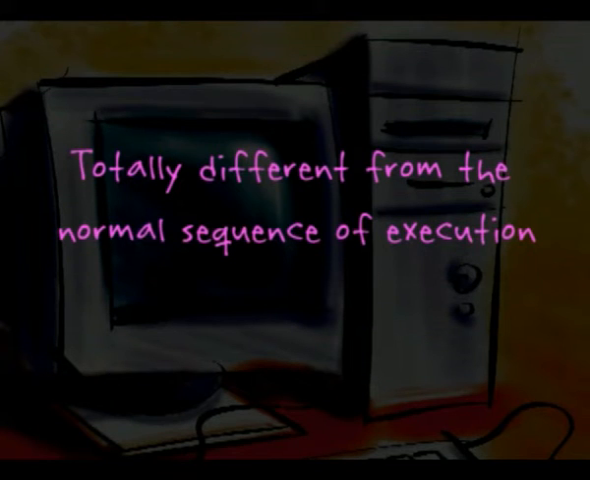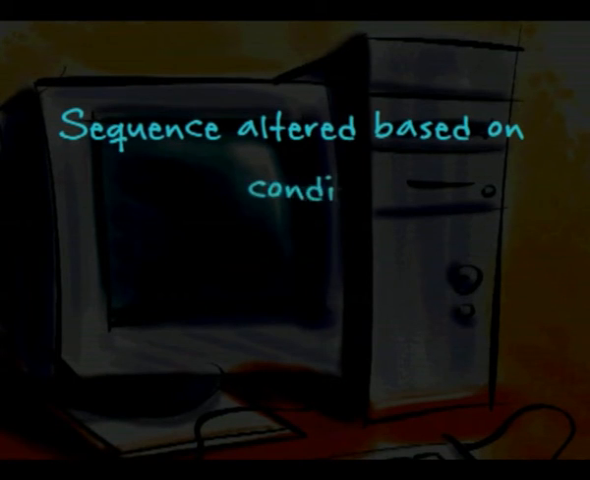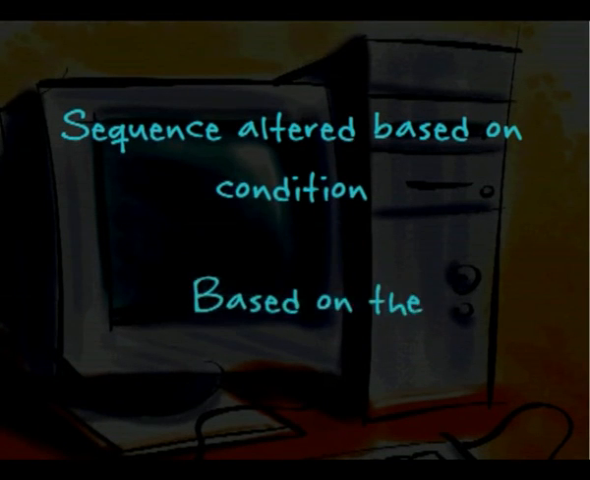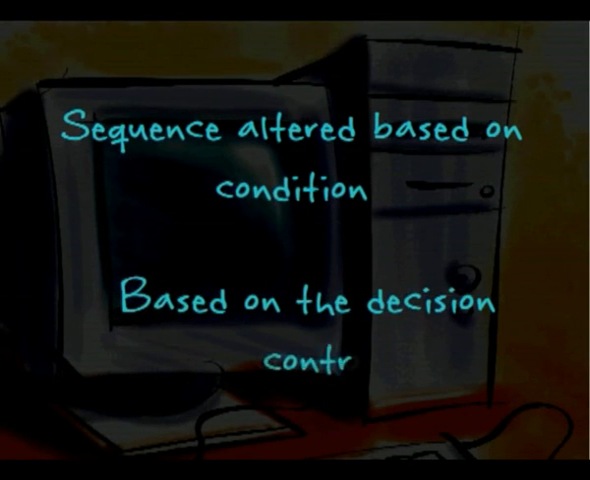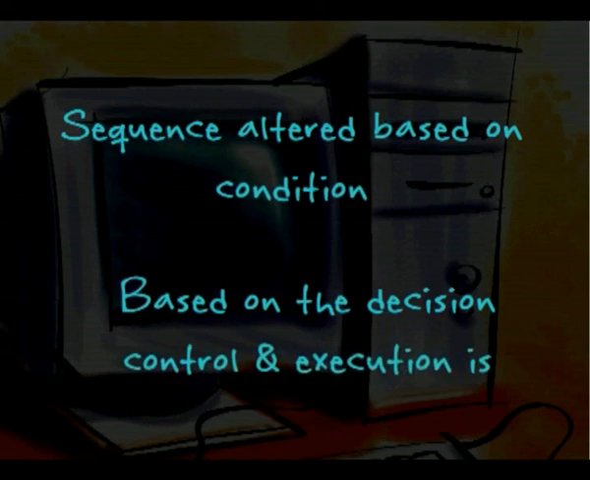Now if you see, this is totally different from a normal sequence of execution. You start from the main function and one after the other you go through the statements in a sequence. So when we want this sequence to be altered based on some condition, then we go in for these decision control statements. Now based on the decision, the control in execution is exerted. So that is why it gets its name as decision control statements.